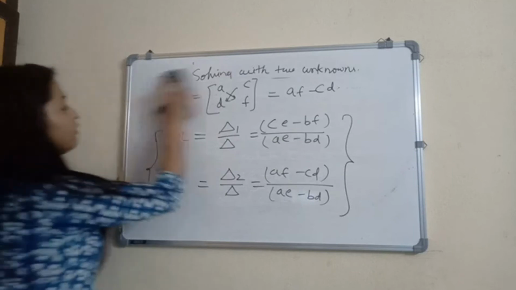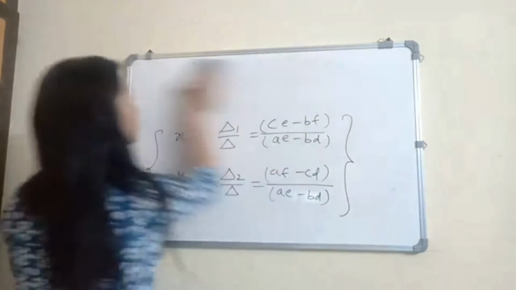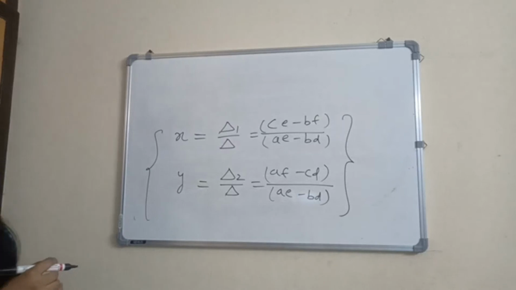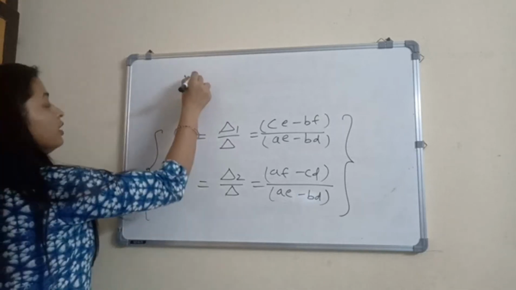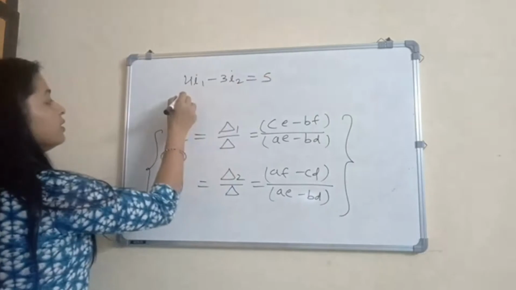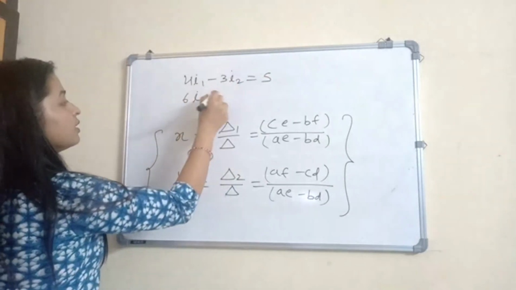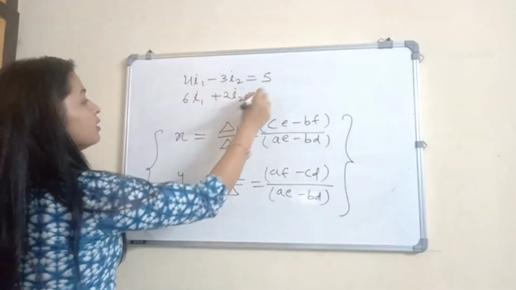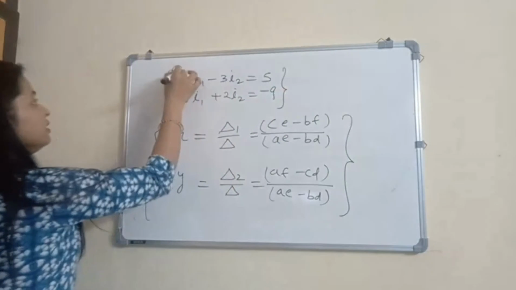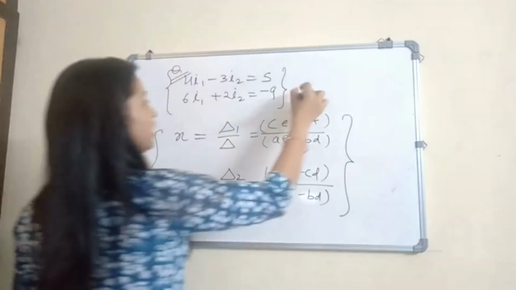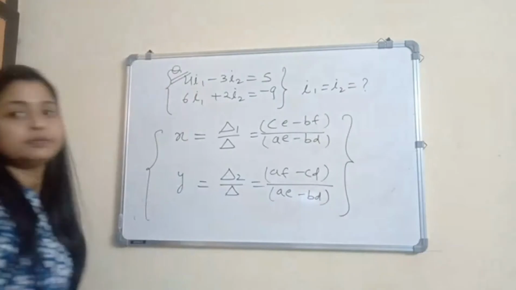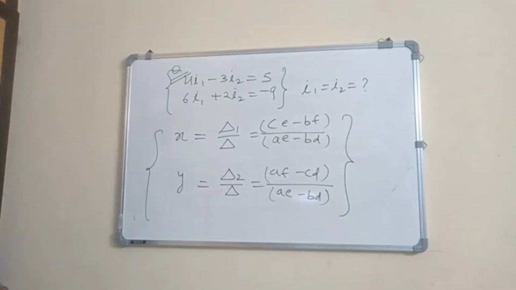And for you, I'm giving you a few questions. I'm giving you one equation, which is 4I1 minus 3I2 equals 5. Now, this is the question: calculate the values of I1 and I2.